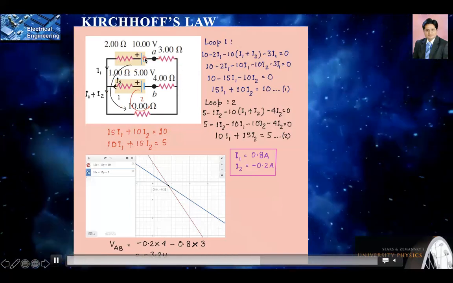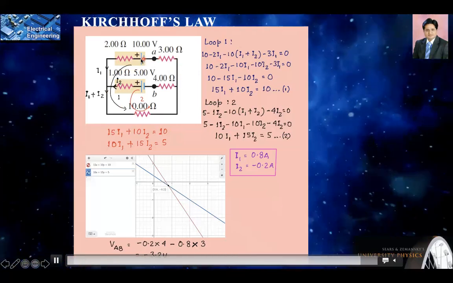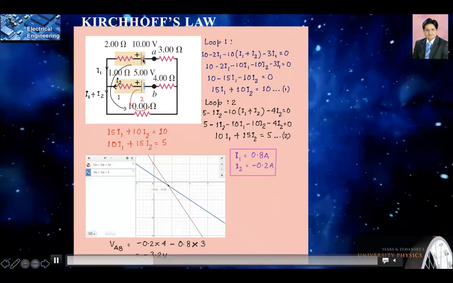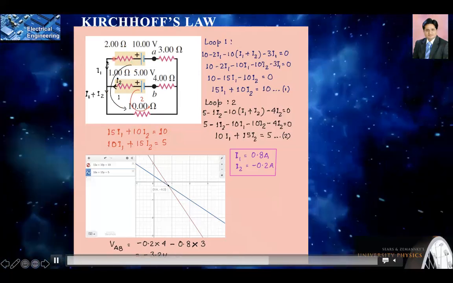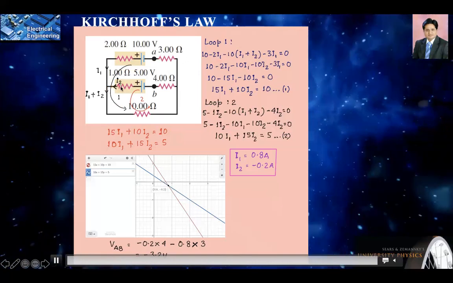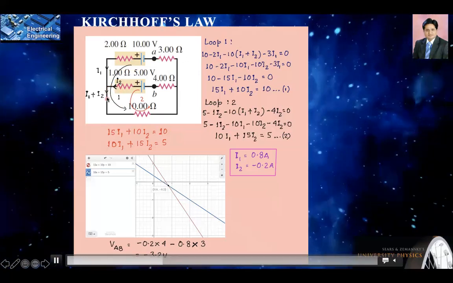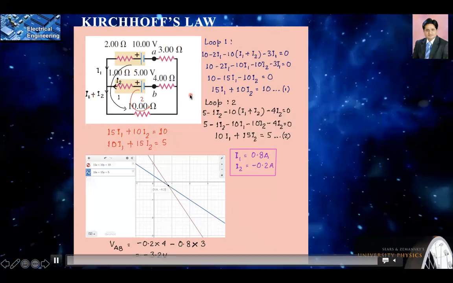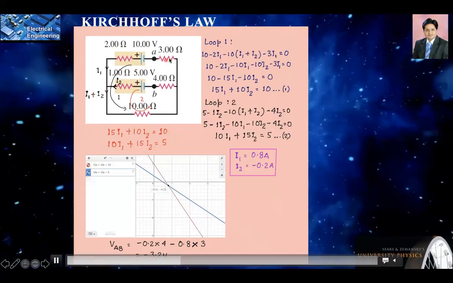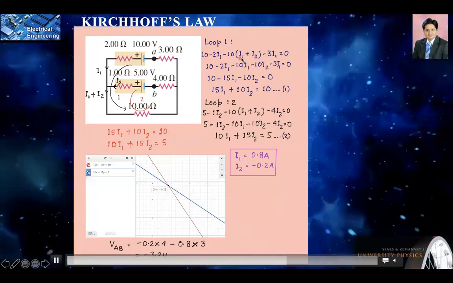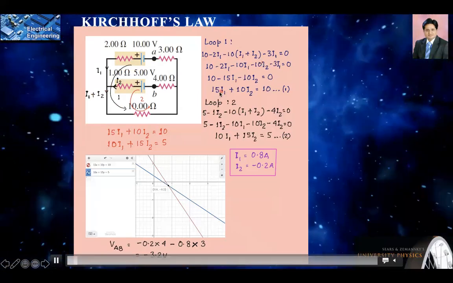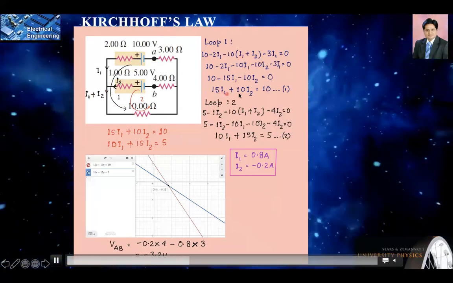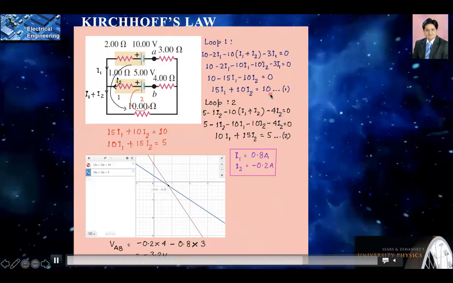You start from here. So this is negative and this is positive. So that's 10 volts, minus 2I1. And as you go here, I2 combines with I1. So you have negative 10 times I1 plus I2. And then here it becomes negative 3I1. That's equation number 1. Rearrange the equation and you will get a nice equation: 15I1 plus 10I2 is equal to 10.